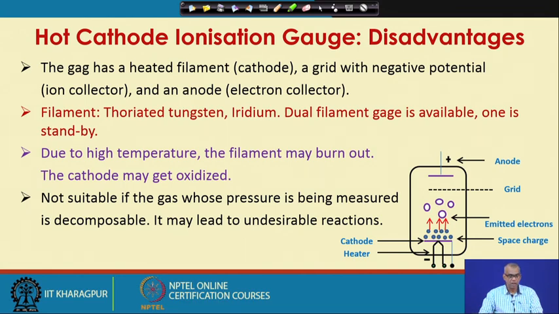Since we will be using high temperature to emit electrons from the cathode, if the gas whose pressure is being measured is decomposable, it is not suitable, as it may lead to undesirable reactions.